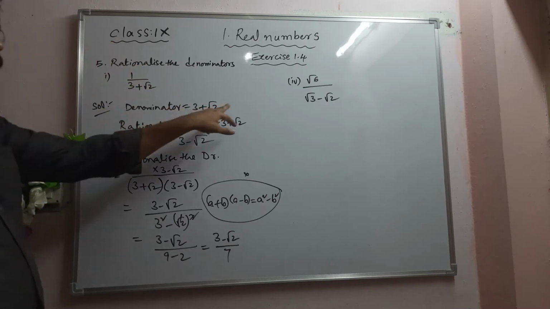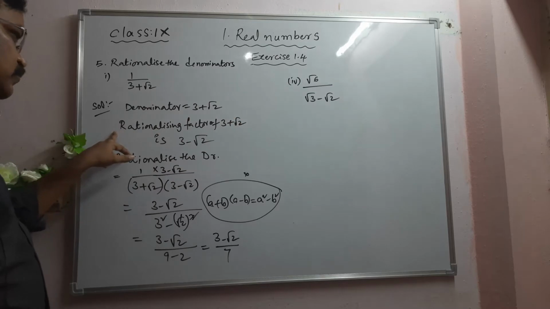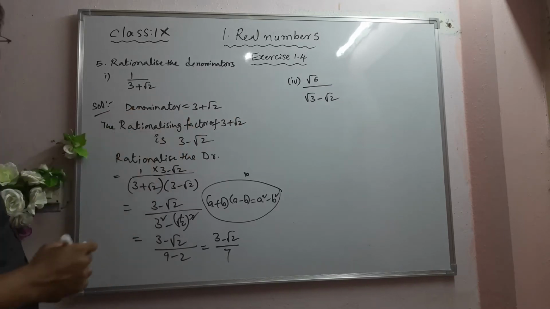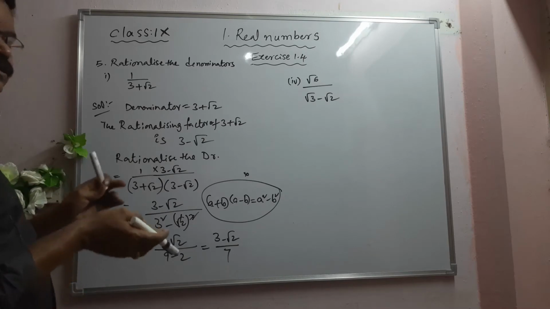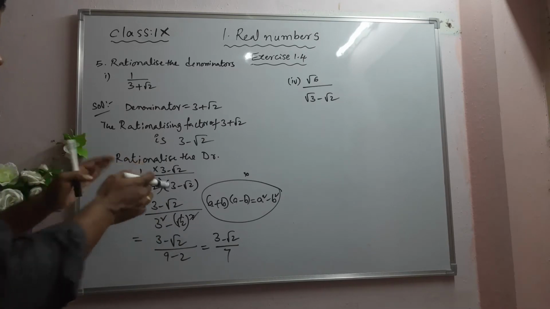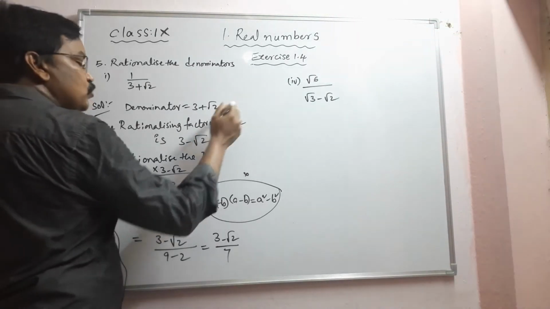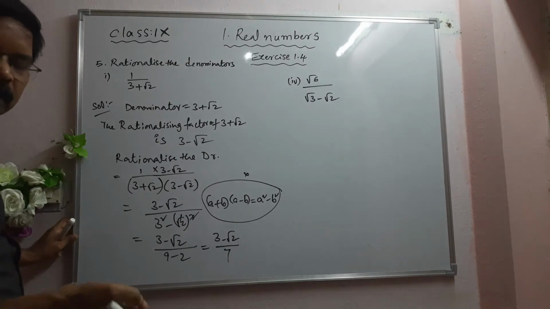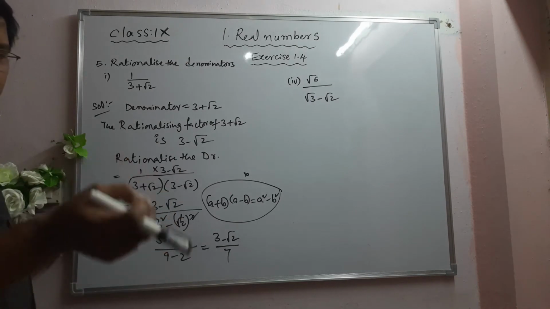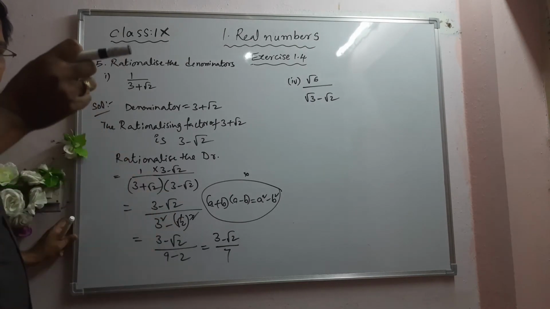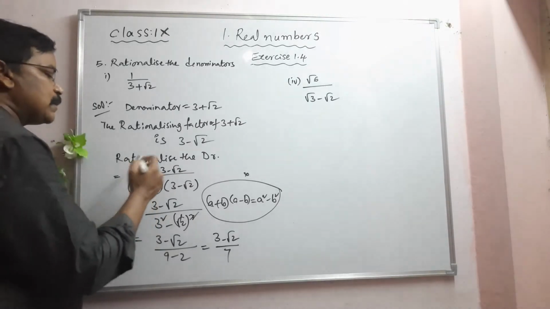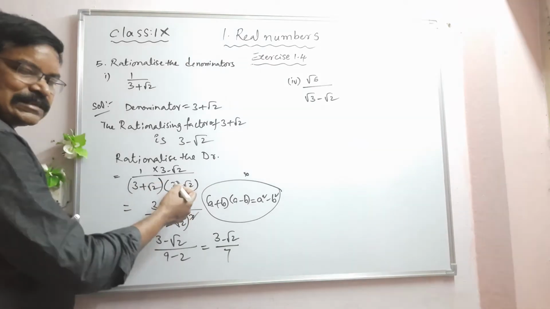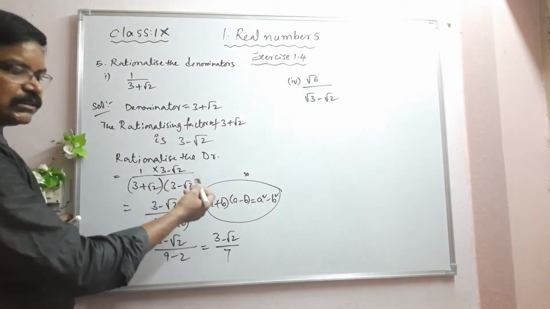See, the denominator is 3 plus root 2. So the rationalizing factor of 3 plus root 2 is 3 minus root 2. So rationalizing factor means, see, when this 3 plus root 2 is multiplied with this rationalizing factor, it should be equal to a rational number. So this is only possible when 3 plus root 2 is multiplied with 3 minus root 2. So each one is called the rationalizing factor of the other. Okay.